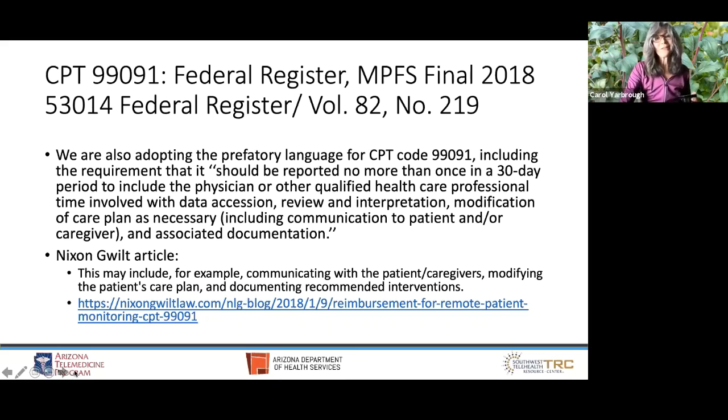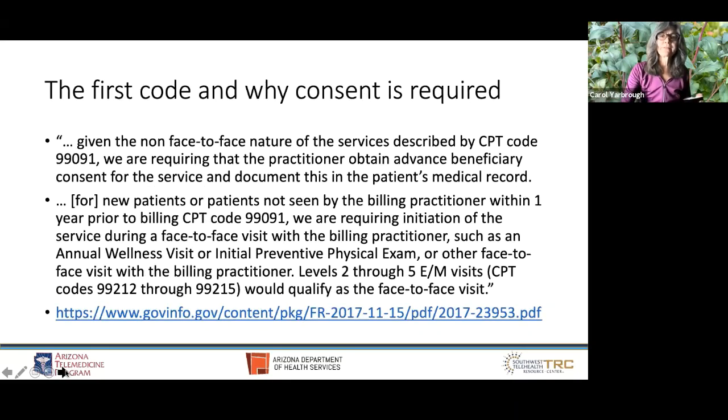But, you know, finding the data, reviewing how it looked, sent in the various formats that a patient would give, especially back in 2018 while this was new. And I bring in this Nixon Gwilt article because we were really trying to nail down that this did involve communicating with patients and caregivers. That's part of that E&M give and take you have.